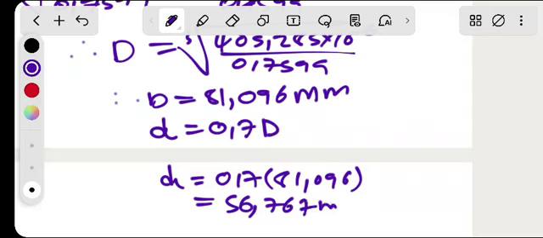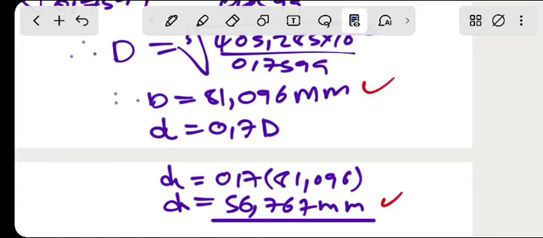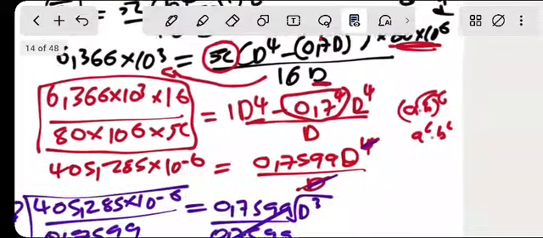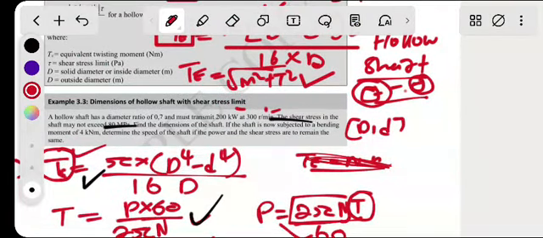56.767 millimeter. This is our diameter, the inner diameter. We have this now. All right, we have that. So what is the second question? Those are our dimensions. It says now determine the speed of the shaft if the power and the shear stress remain the same. Remain the same, does not change.